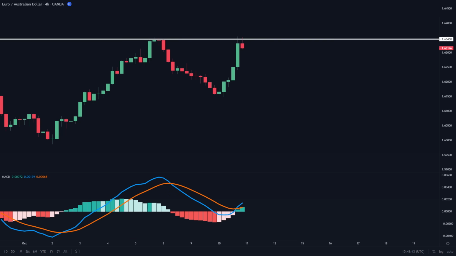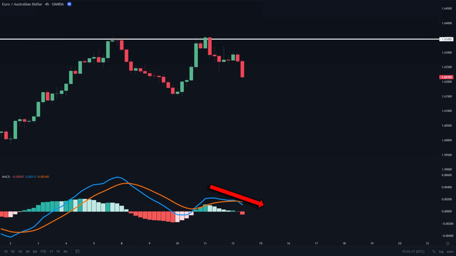Now, what most traders will do is wait for the MACD to cross over downwards before taking a short position. However, by doing this, notice that the downwards movement has already been made and you would have entered in late.